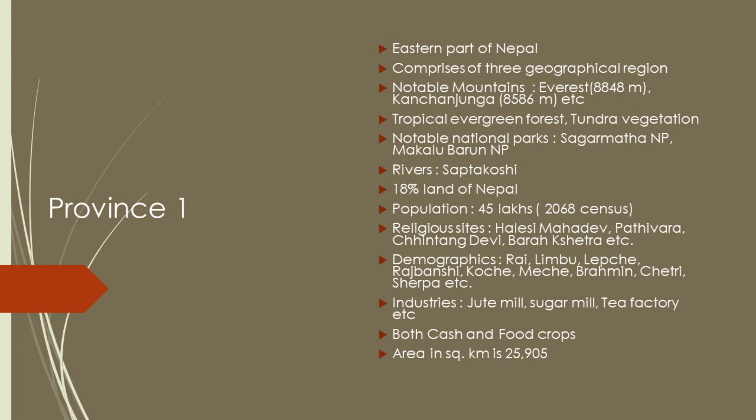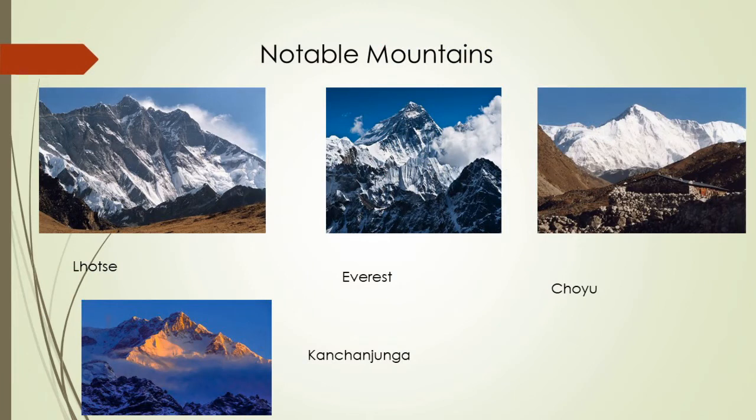Let's go to some of the notable mountains. In the picture you can see some mountains. As you know, the highest mountain in the world, Mount Everest, and Kanchenjunga. You can see Lhotse and Chhoyu. These are some of the mountains, but you know there are other mountains also. These are some of the mountains you can see in the picture.